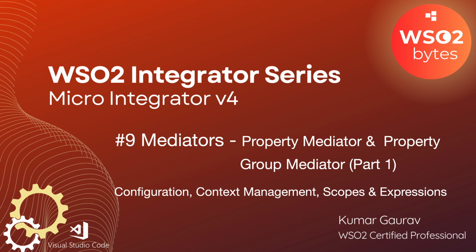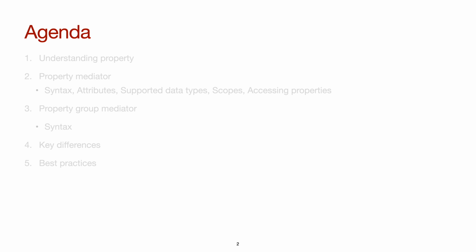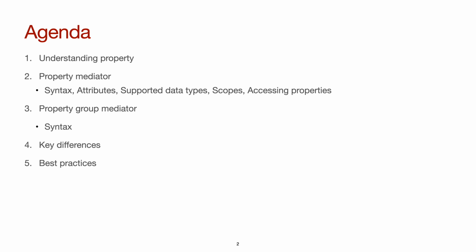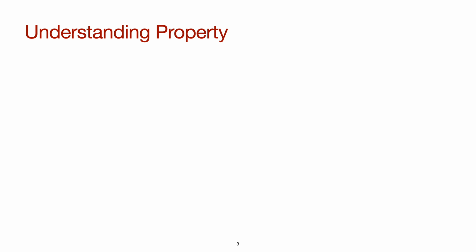Property Mediator and Property Group Mediators are among the most frequently used mediators in WSO2 MI because almost every integration flow requires storing, retrieving, modifying, or passing data between mediators. Let's get started. We'll understand about the property. Next, we'll see about the property mediator, including syntax, data types, scopes, and accessibility. Further, we'll see about the property group mediator. We'll also see about the key differences and some of the best practices.